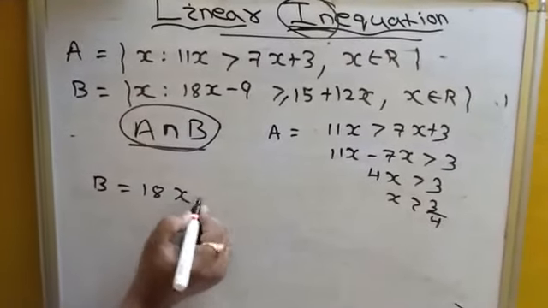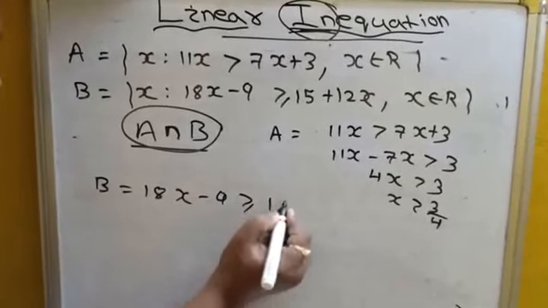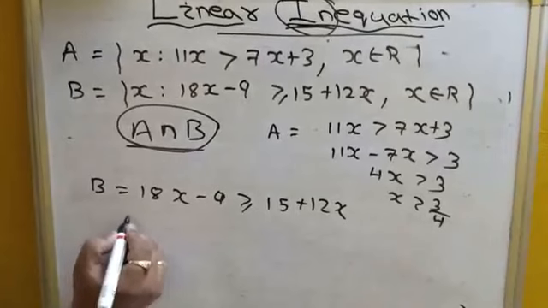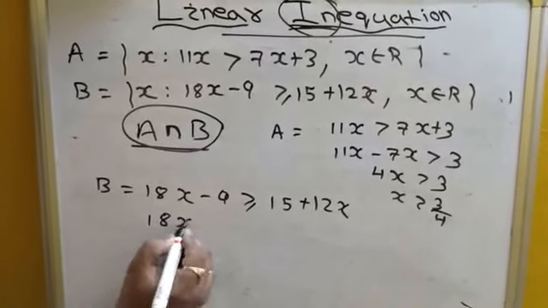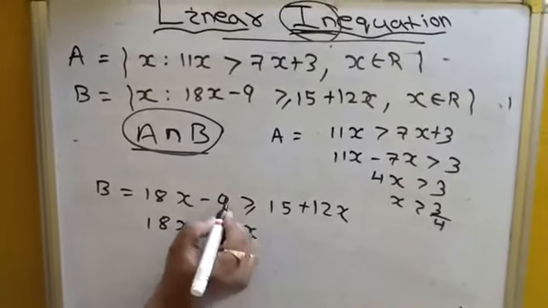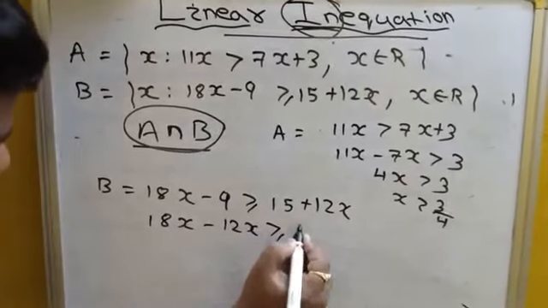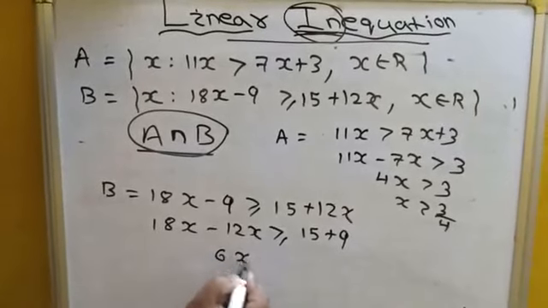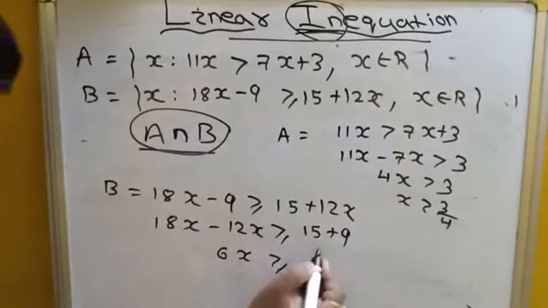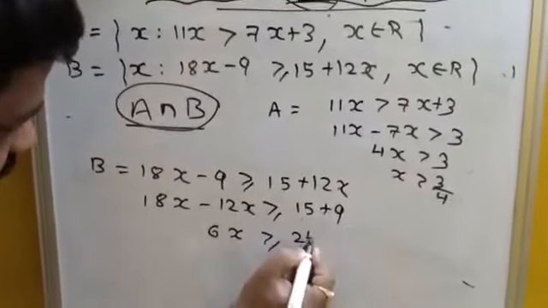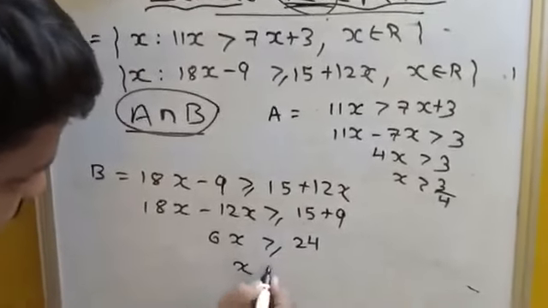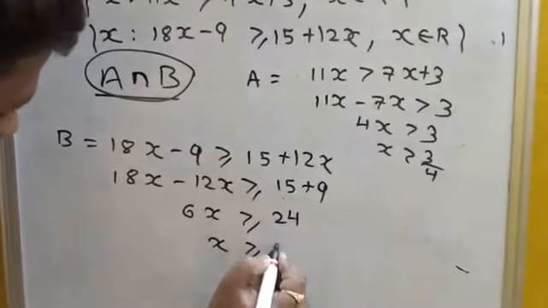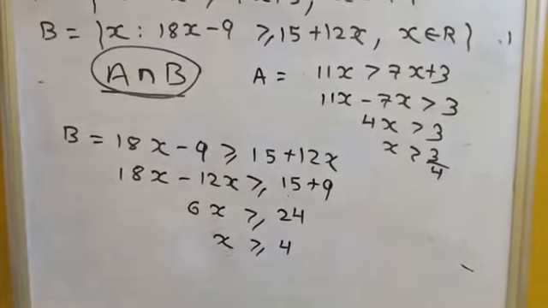18x minus 9 greater than or equal to 15 plus 12x. So what are you getting here? 18x minus 12x, 15 plus 9. So 6x greater than or equal to 15 plus 9, equal to 24. x greater than or equal to 24 by 6, equal to 4. x greater than or equal to 4.